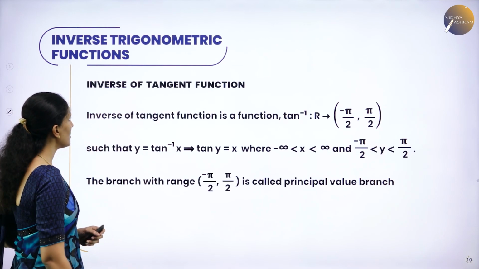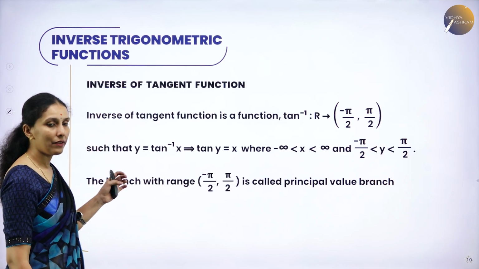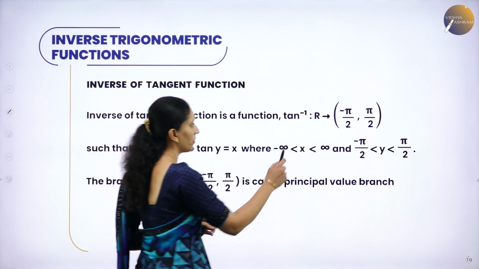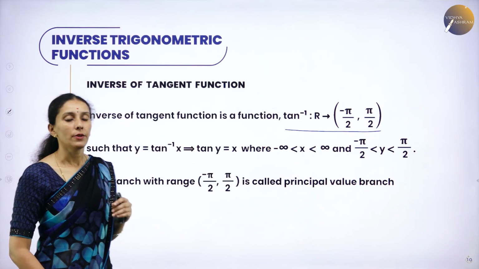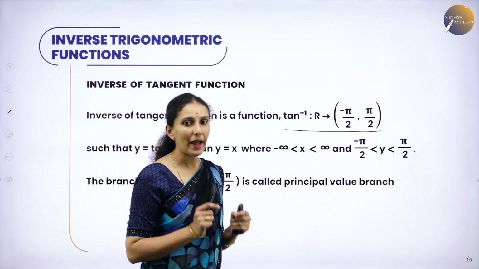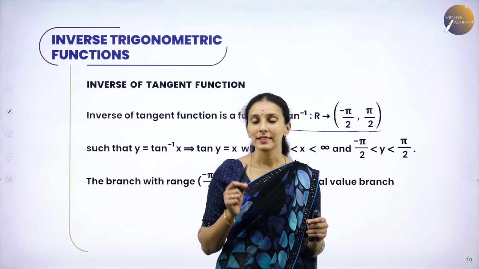Next one, inverse of the tangent function. The inverse of a tangent function is defined from the set of all real numbers to minus pi by 2 comma pi by 2. Because we know that for pi by 2, the value of tan is infinite.